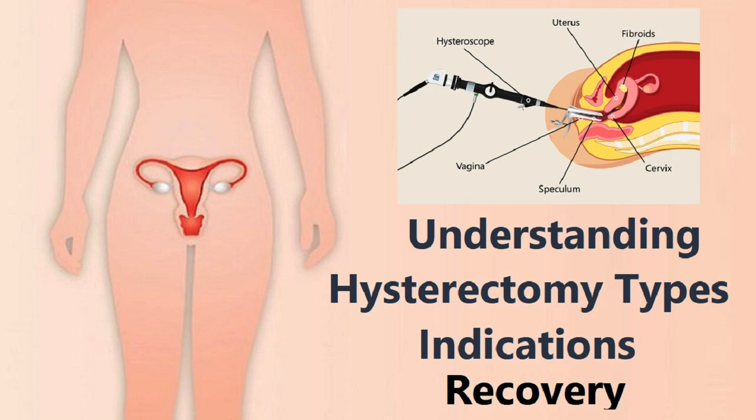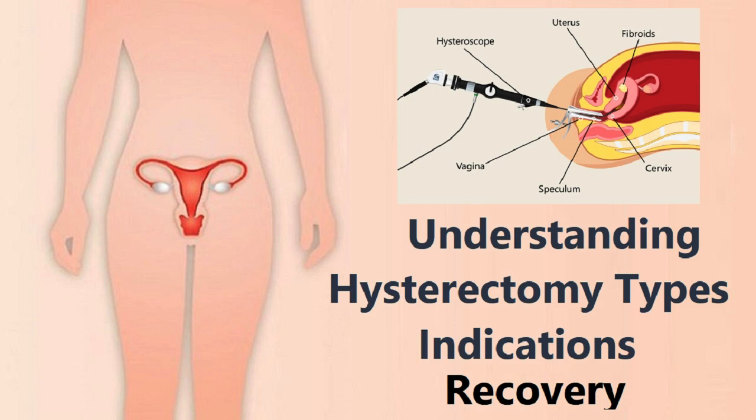1. Total hysterectomy. In a total hysterectomy, both the uterus and cervix are removed. This is the most common type of hysterectomy and is often recommended for conditions such as uterine fibroids, endometriosis, abnormal bleeding, and certain cancers.